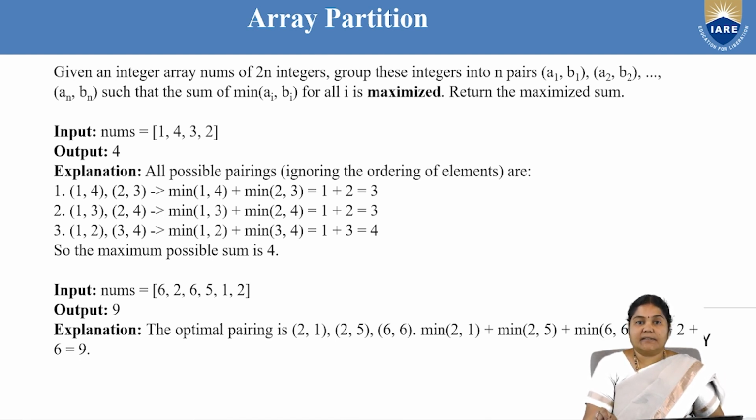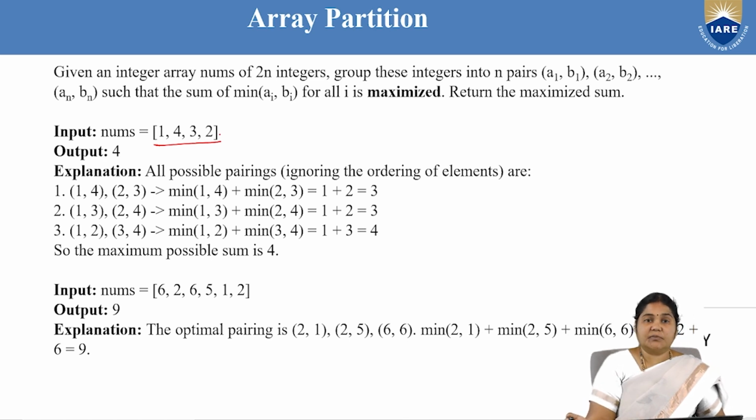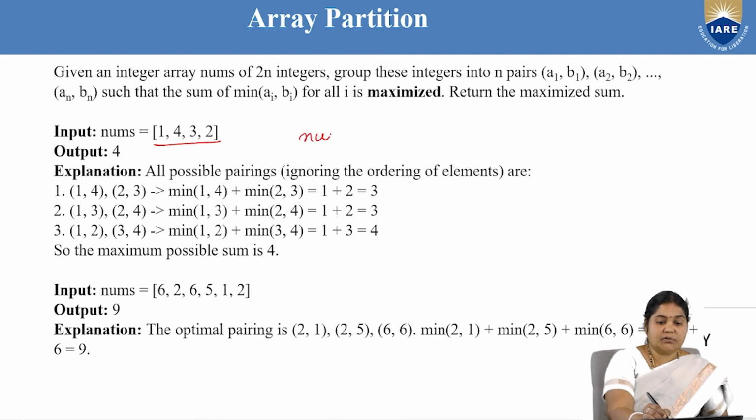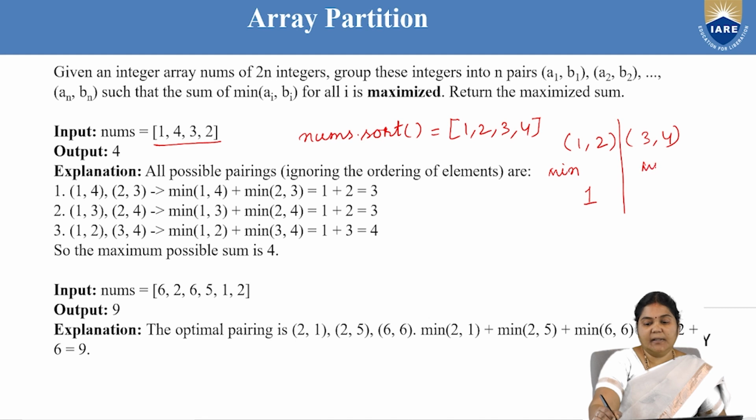Finally, return the maximized sum. Now, let us understand: the nums array is given as 1, 4, 3, 2. So what are the possible pairs? If I do sorting on this nums array, if I apply the sort method, then it will look like 1, 2, 3, 4. That means how many pairs are possible? 1, 2 and 3, 4. These two pairs are possible. In this, the minimum of 1 and 2 is 1, and the minimum of 3 and 4 is 3. So if I add it up, I will get the maximized sum.